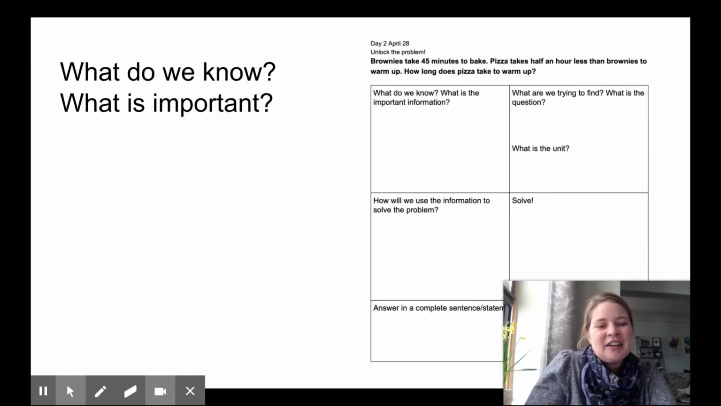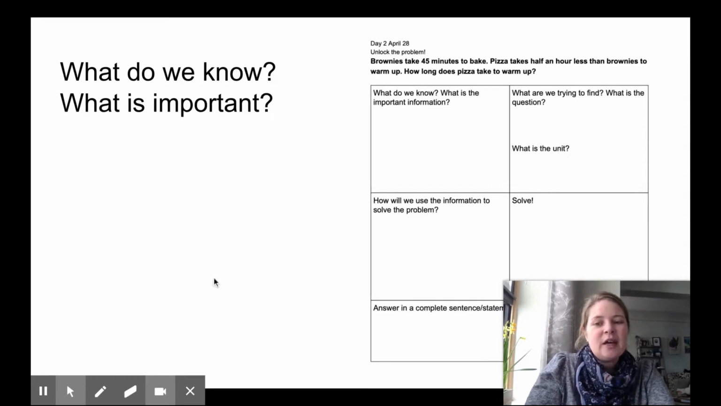Let's take a look at our Unlock the Problem in your packet for day 2. I'll read it for you. Follow along on your packet. Brownies take 45 minutes to bake. Pizza takes half an hour less than brownies to warm up. How long does pizza take to warm up?